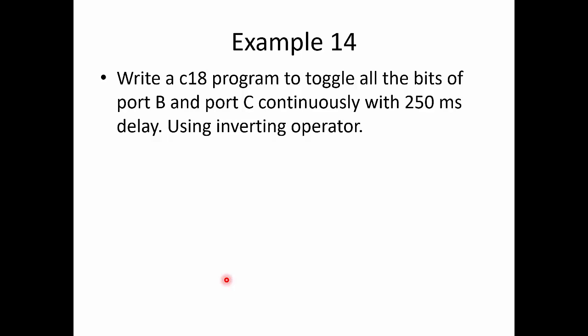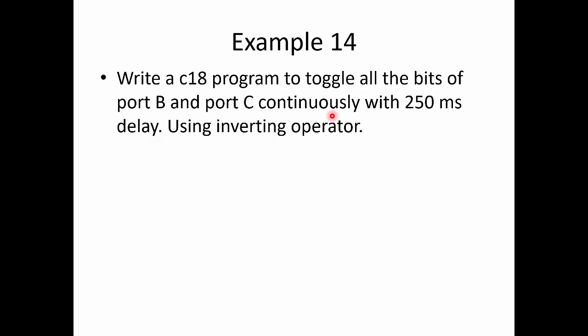Now let us move on to the example. Write a C18 program to toggle all the bits of port B and port C continuously with 250 milliseconds delay using the inverting operation. So far we have seen the same example, that is to toggle all the bits of port B and port C continuously with 250 millisecond delay using a for loop.